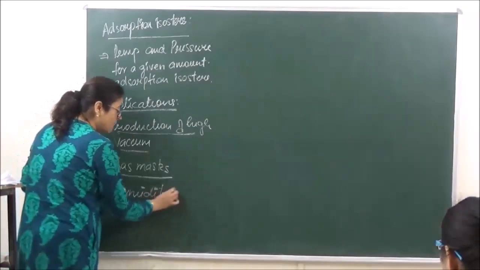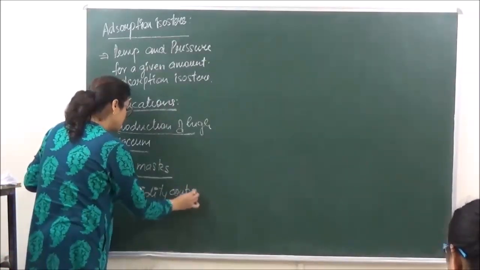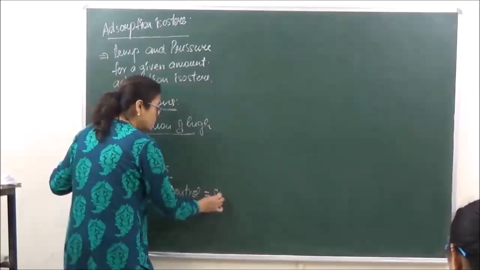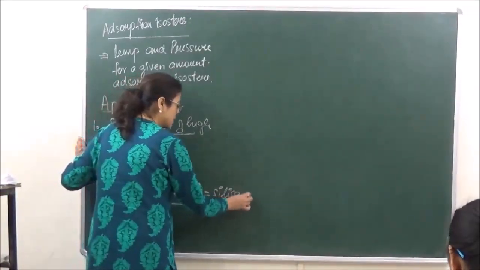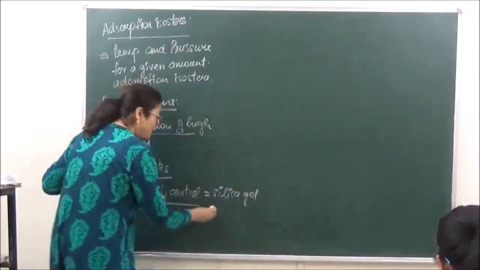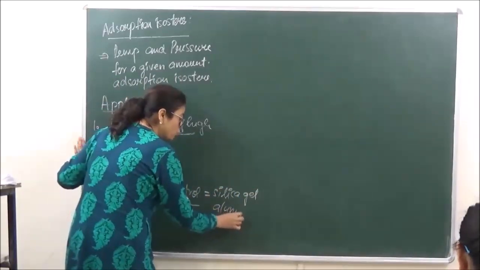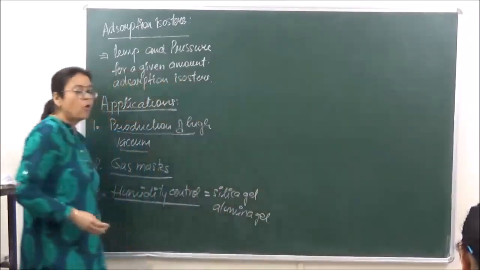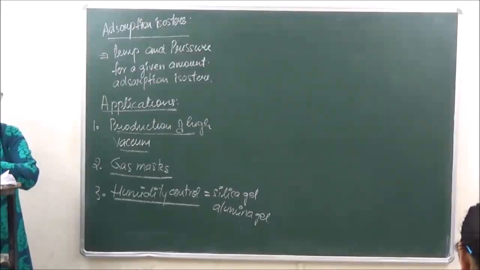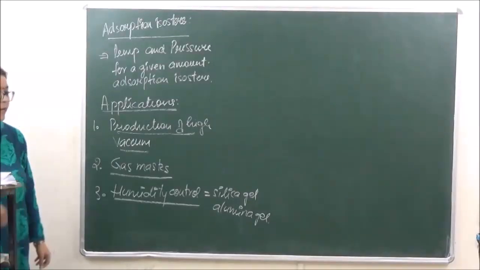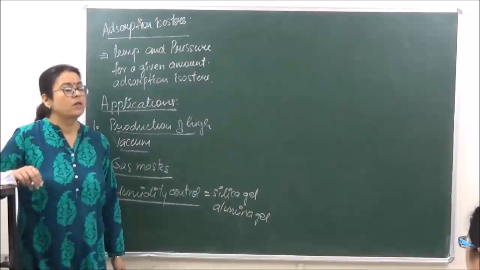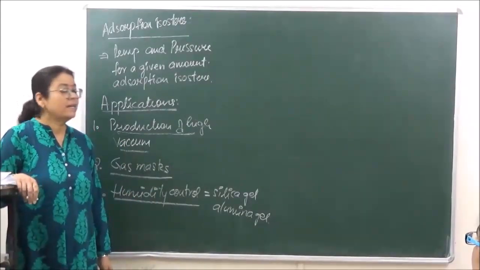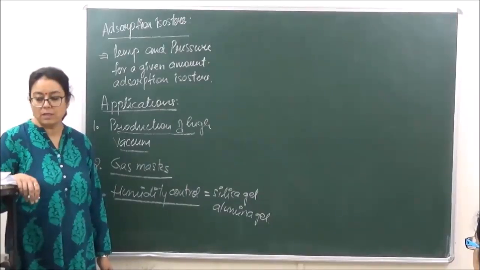Then third is humidity control. For humidity control we use either silica gel or alumina gel. Both of these have a tendency to adsorb water, as a result of which the humidity of the rooms in which you are staying can be decreased by using both of these, right?